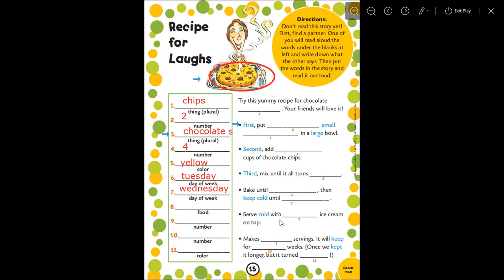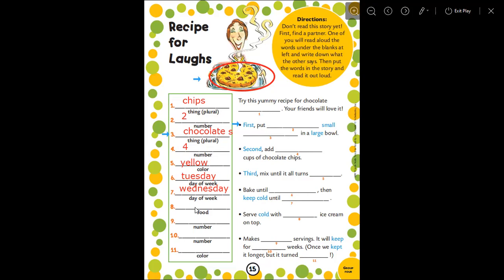Number eight. Serve cold with... Okay. Flavor of ice cream. What flavor of ice cream do you like? I like Milo. Yellow? I like Milo. Melon? Yeah. Is there melon ice cream? Yeah. Oh, really? I like chocolate ice cream.